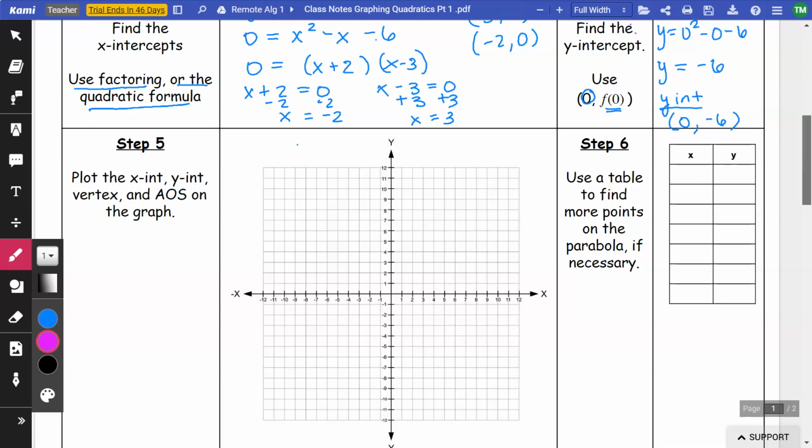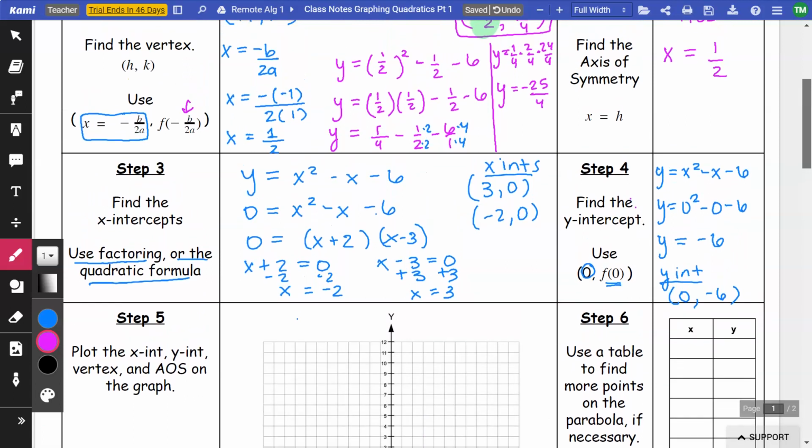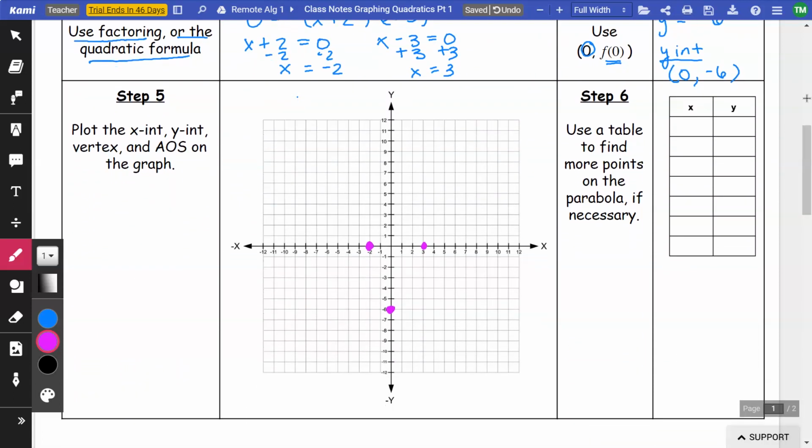So remember, our x-intercepts were at negative 2, 0 and 3, 0. So negative 2 and 3. Our y-intercept is at 0, negative 6. And then our vertex is at the point 1/2 and negative 25/4. Well, what does 25/4 mean as a point?